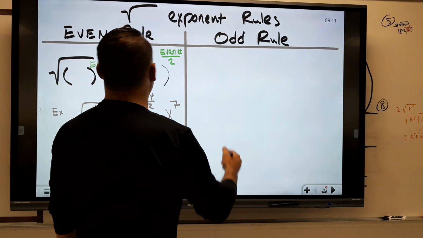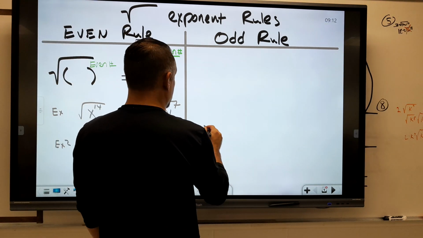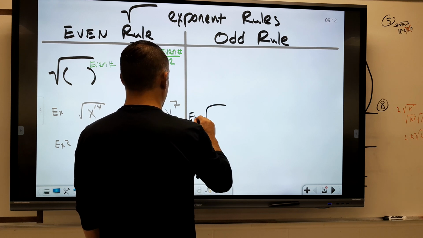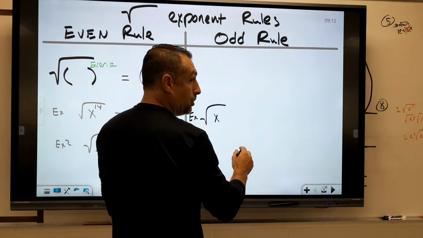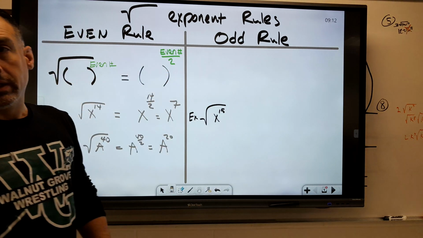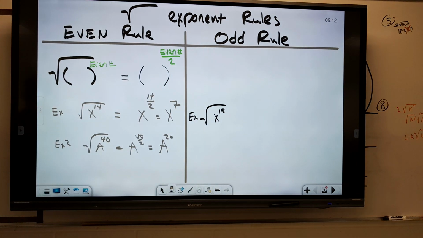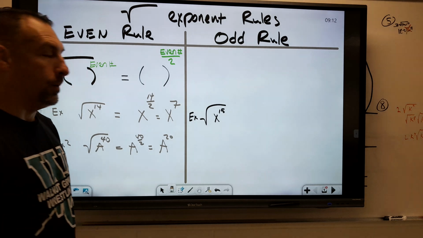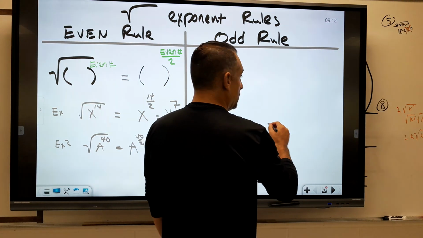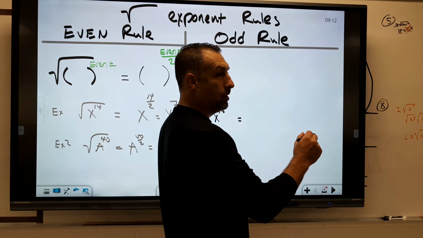So if we have, here's a quick example, the square root of x to the 15th. Okay, 15 is clearly odd and not divisible by 2. But it is equal to 14 plus 1.